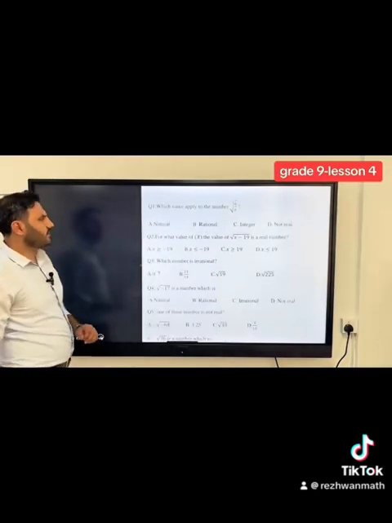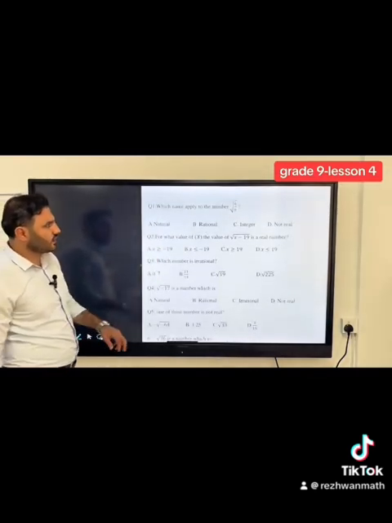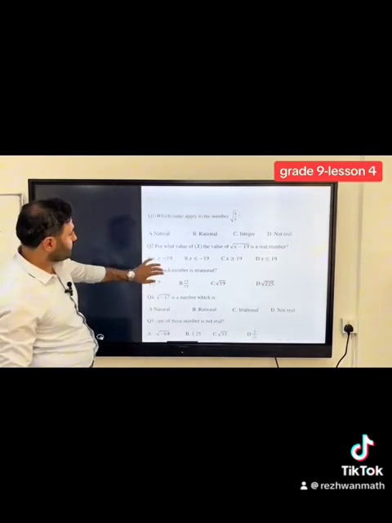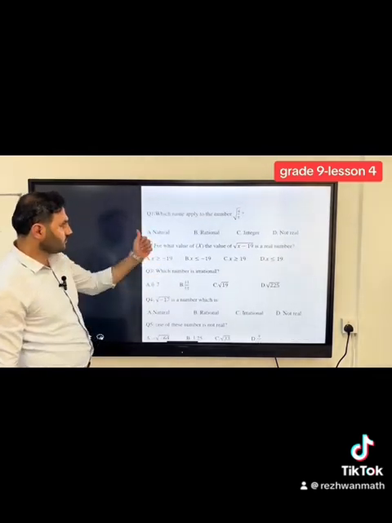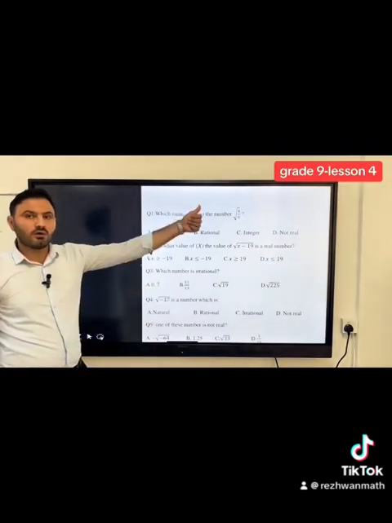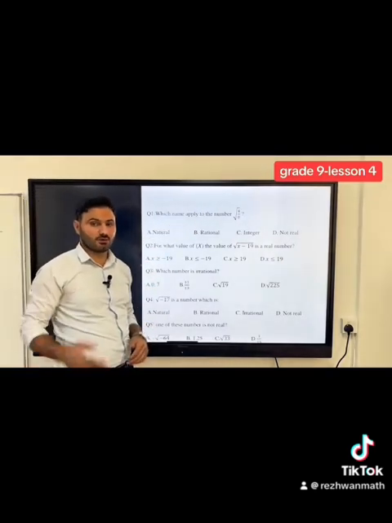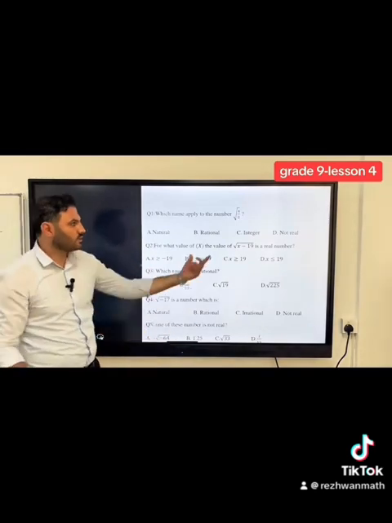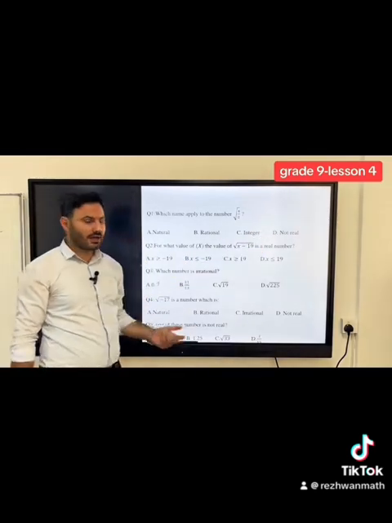Now I'm going to solve some practice questions. Look at question 1. Which name applies to the number square root of 4 over 0? Because we have a number over 0 directly, it's not real. So D is the right answer.